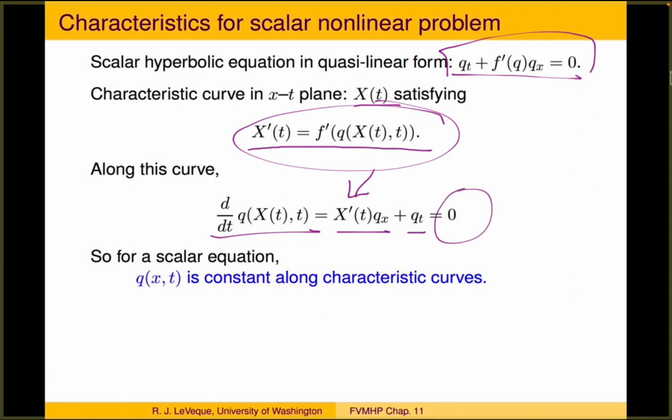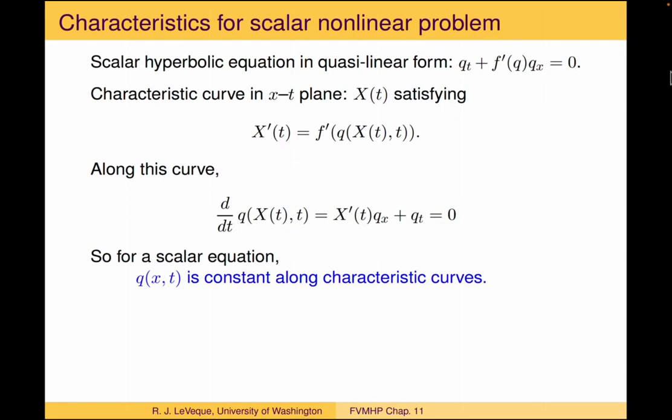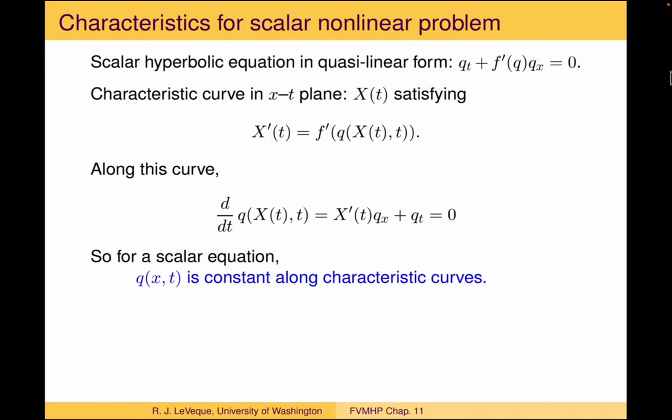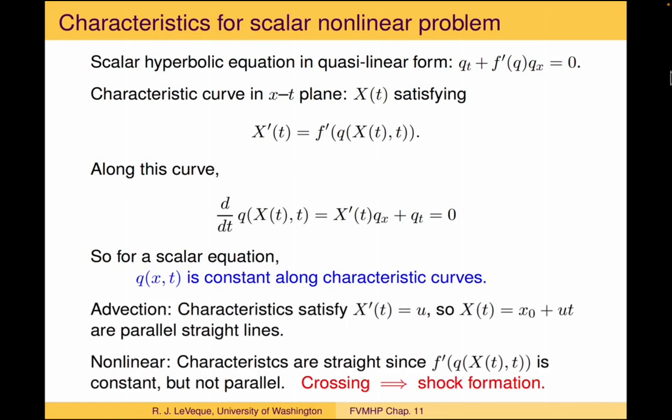And so for a scalar equation, what we see is that if we can identify these curves, then q is constant along each characteristic curve. The total time derivative of q along a characteristic curve is 0. And moreover, because the speed at which they're going is exactly f'(q) evaluated on the characteristic, if q is constant on the characteristic, then so is the speed x'(t). And so these characteristic curves must in fact be straight lines in the xt plane. They're just rays that start at some point and move at constant speed.